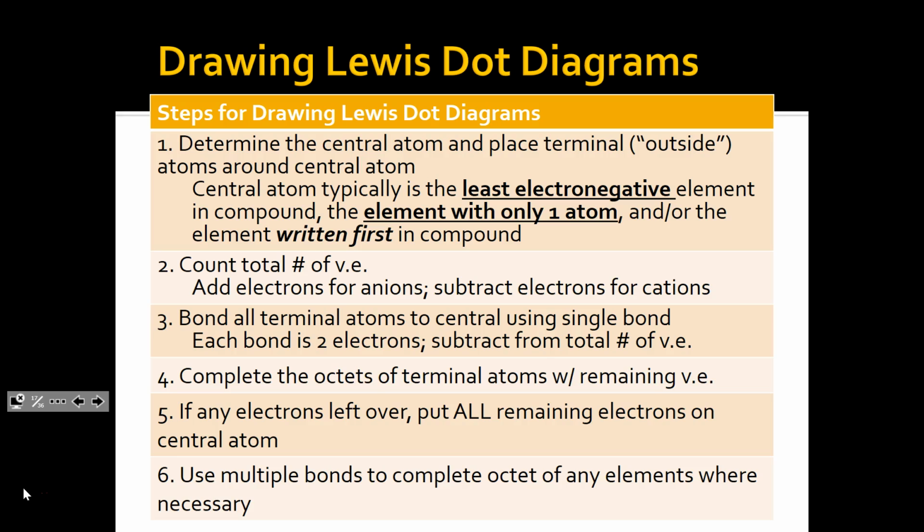Then you want to complete the octets for your terminal atoms with any remaining valence electrons that you may have. After step 4, if you still have electrons left over, put all of those electrons on the central atom regardless of how many there are. So no matter what, whether it's 2 electrons, 8 electrons, it doesn't matter. Stick them all on the central atom. And then finally, you're going to use multiple bonds, in other words, double or triple bonds, if you need to in order to complete the octet for any element where necessary. So like I said, those are the steps. I don't expect you to understand how those work right now. We simply just have to apply them to examples so you can see how they work.